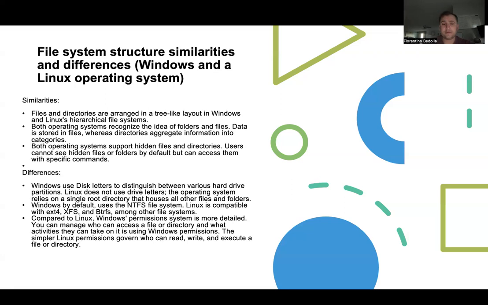Compared to Linux, the Windows permissions system is more detailed. You can manage who can access a file or directory and what activities they can take on it using Windows permissions. Similarly, Linux permissions govern who can read, write, and execute a file or directory.